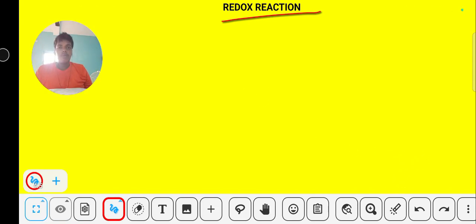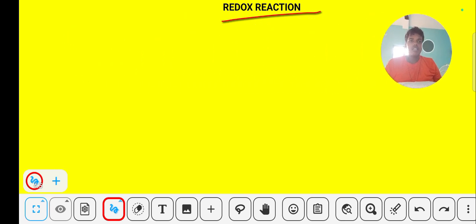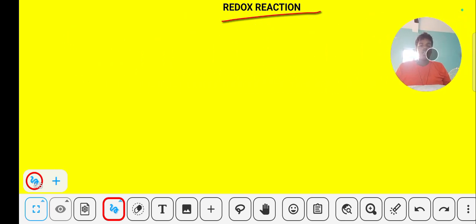So today we will learn about redox reaction. So let's get started. In redox reaction we have to study oxidation state or oxidation number, and then we will learn about the balancing of redox reaction, which is the most important part of our redox. Then we will talk about redox calculation of n factor, and at last we will learn about redox titration.